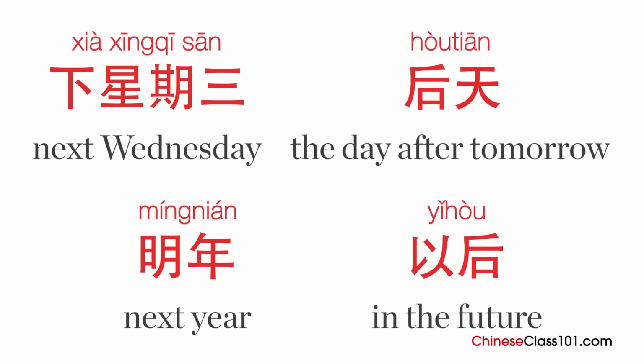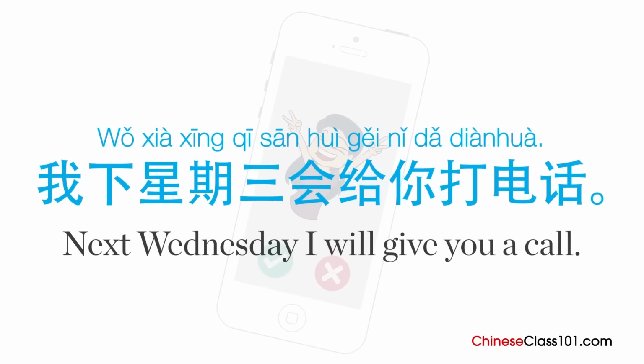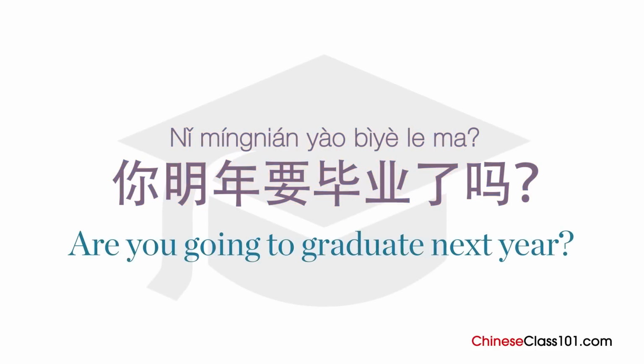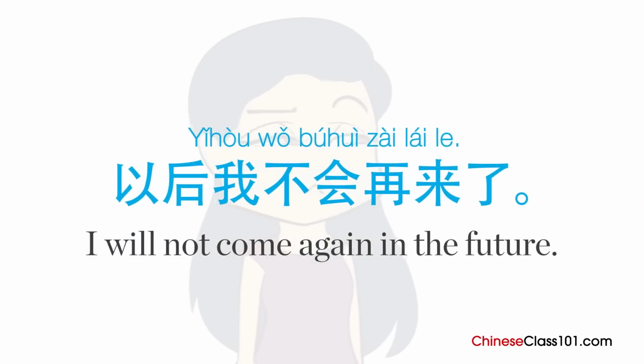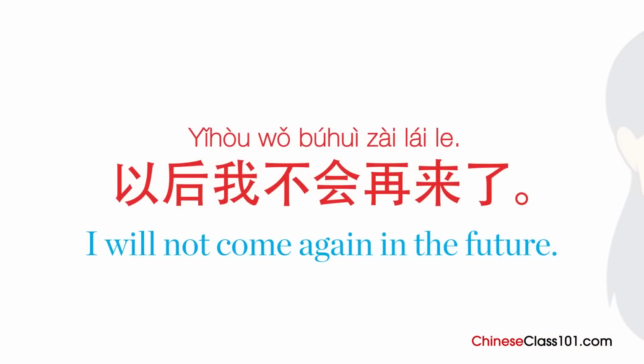Some more time phrases expressing the future include 下星期三, next Wednesday, 后天, the day after tomorrow, 明年, next year, 以后, in the future. 我下星期三会给你打电话. Next Wednesday, I'll give you a call. 你明年要毕业了吗? Are you going to graduate next year? 以后我不会再来了. I will not come again in the future.